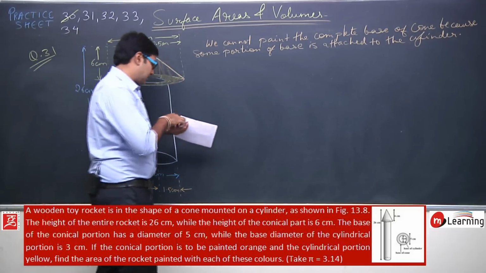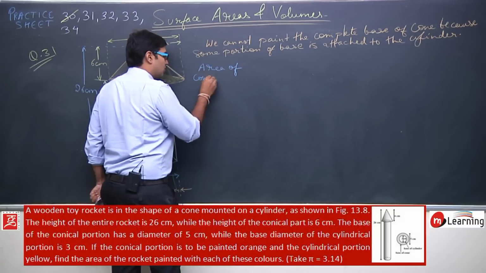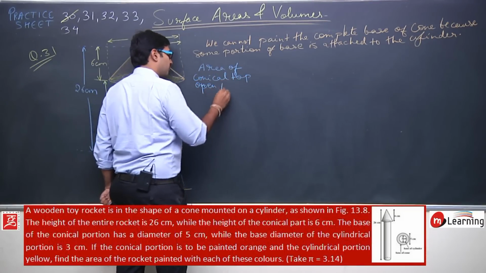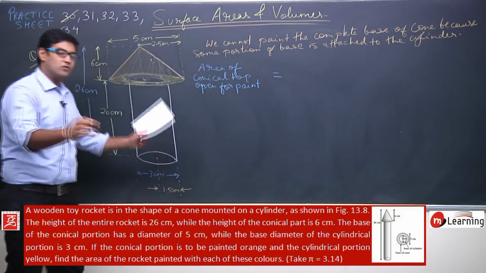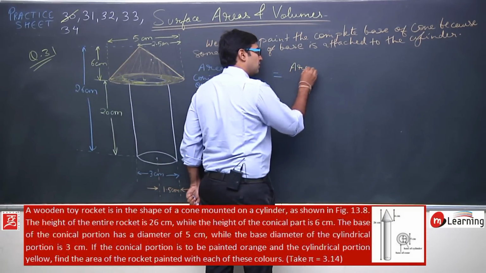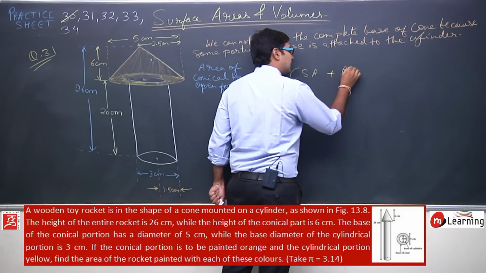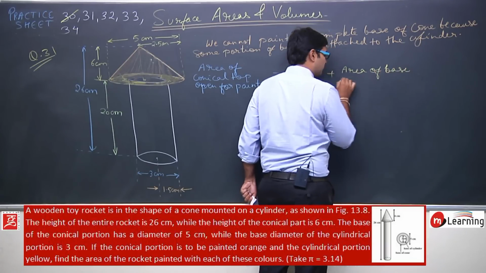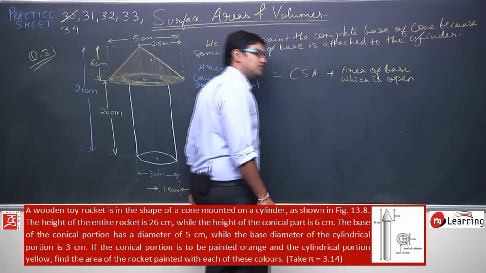So I will say the area of the conical top open for paint includes the lateral surface area or curved surface area plus the area of the base which is open to atmosphere.